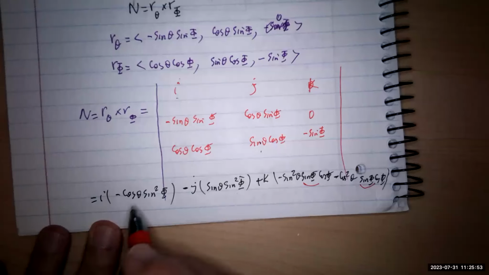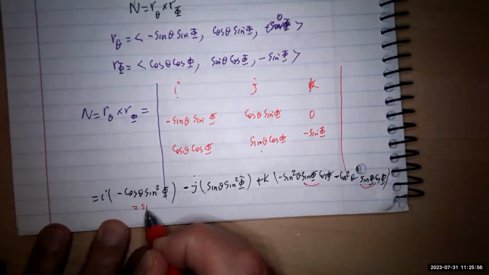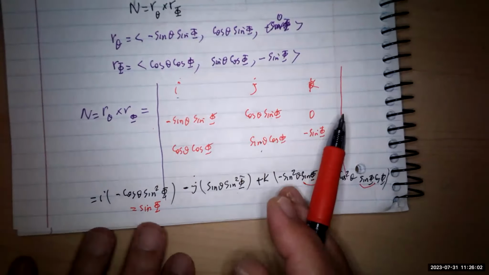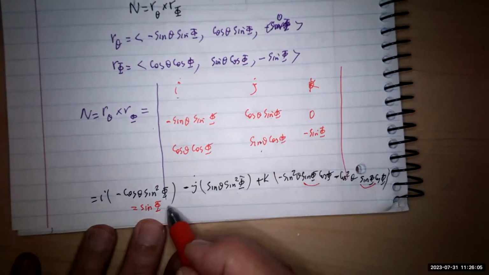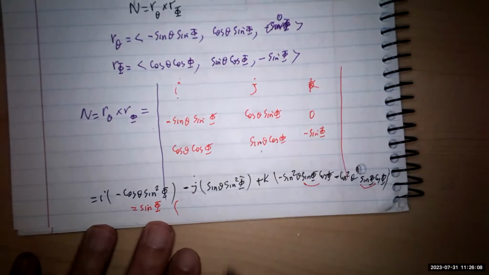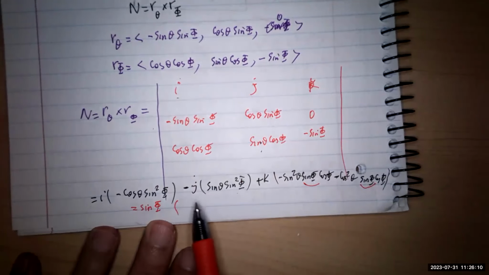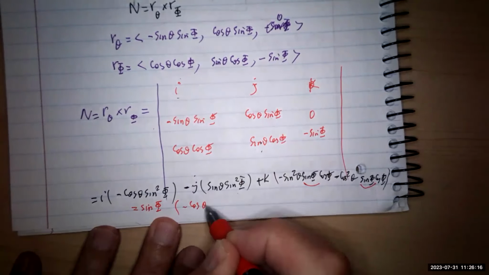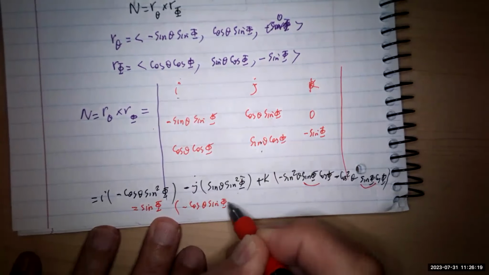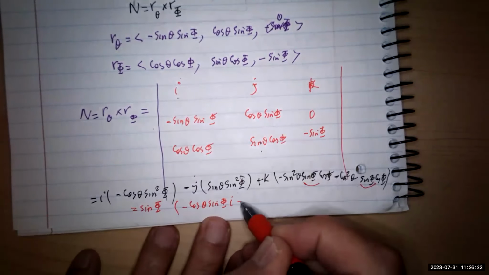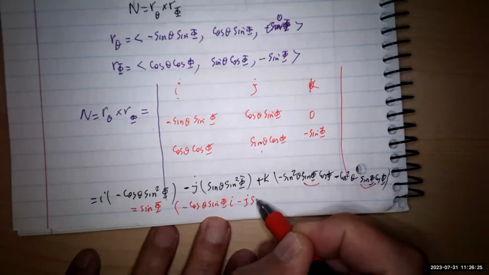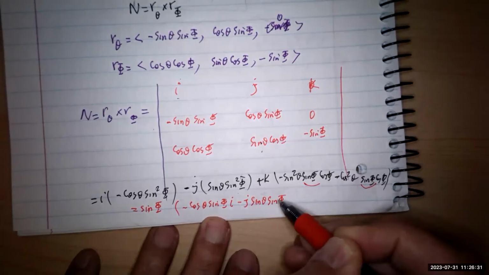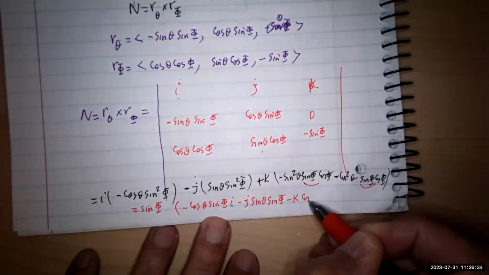And this is it. I just factor out one sine of phi. You could factor it out here as well. If you factor out the sine of phi, the leftover is going to be negative cosine of theta, sine of phi times i, minus j sine of theta sine of phi, and the last part would be minus k cosine of phi.